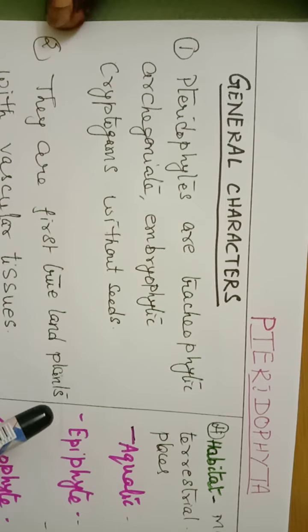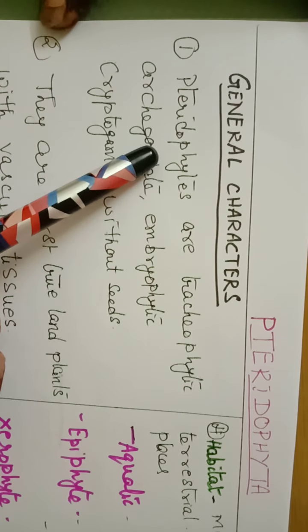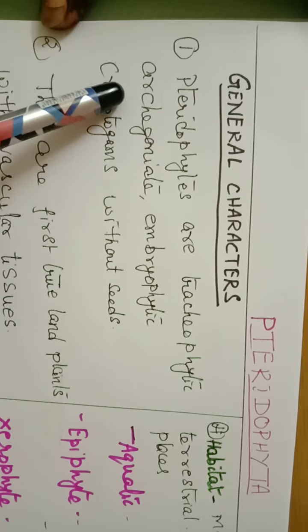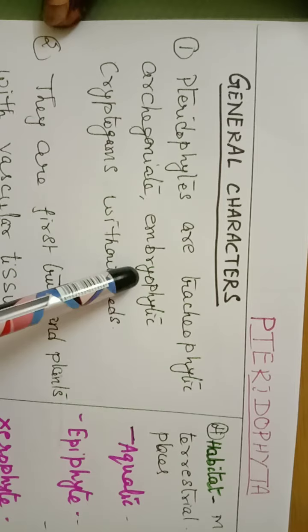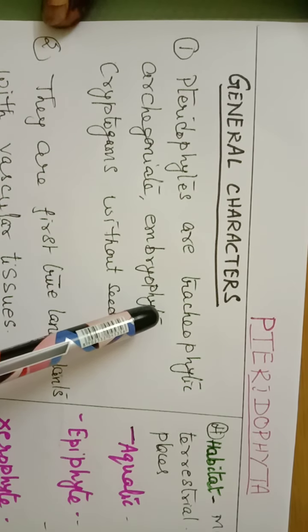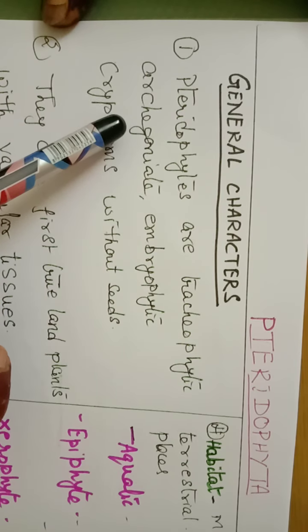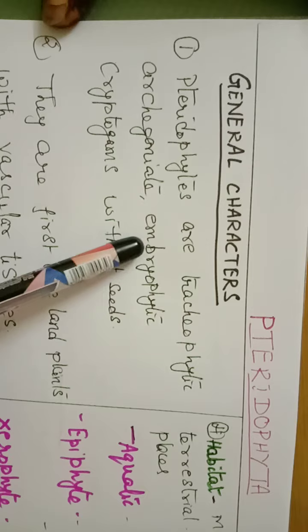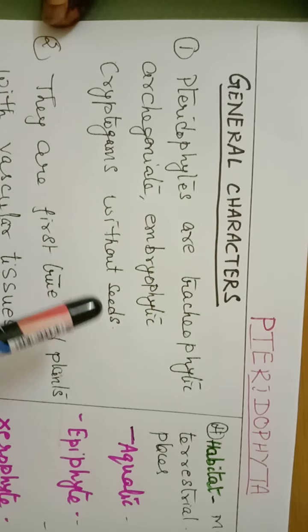So, now let's come to the point. We will first start with general characters of pteridophytes. Pteridophytes are tracheophytic archegoniate embryophytic cryptogams without seeds. Tracheophytic means they have vascular tissues. Archegoniate means the archegonium is developed, and embryo is developed in them, and they are without seeds.